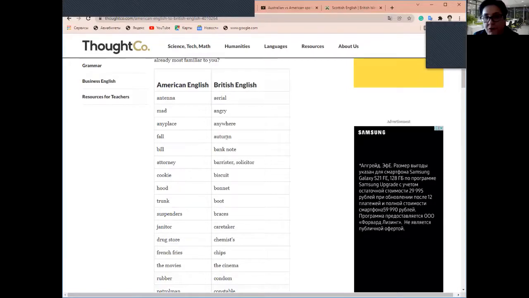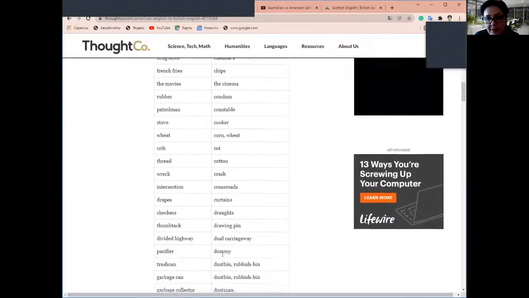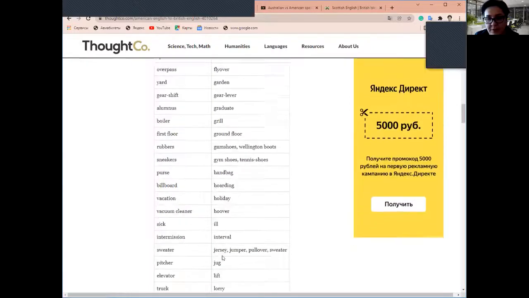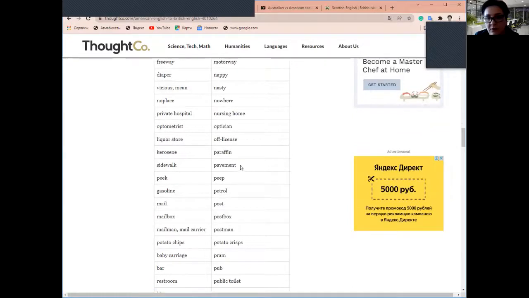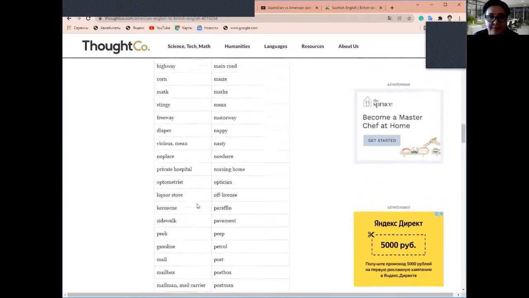Fall, autumn. Hood, bonnet. Cookie, biscuit. I like cookies, I like biscuits. Drugstore, chemist's. The movies, the cinema. So you can find many words. The list is very large. For example, sidewalk, pavement, mail, post, etc.